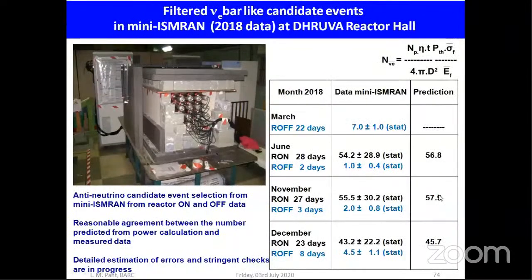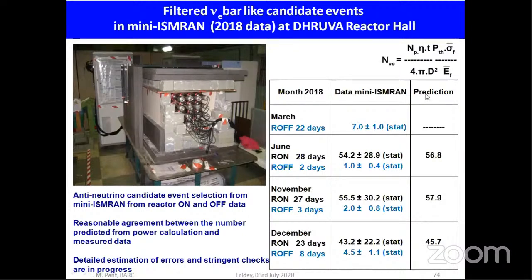If you look at the table, for reactor off, we had about 7. I'm not calling them anti-neutrinos, I'm saying anti-neutrino-like events maybe. But when the reactor was on in the months of June, November, and December, we got about 54, 55, and 43 events. Of course, with very large statistical errors, and the systematic errors are still not there. This is because we have just a matrix of 4 by 4. And once we increase this to 1 ton, we hope that these error bars will definitely reduce.